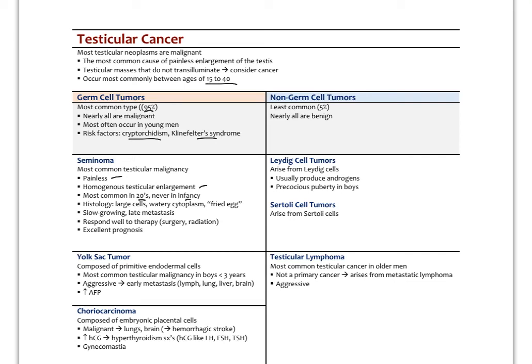And the histology of the testes reveals large cells with a watery cytoplasm. We say they have a fried egg appearance. They're slow growing, late metastasis, and they respond very well to therapy. Usually that's surgery to remove that testis and potential radiation therapy to address any spread to the lymph nodes from that. And the prognosis for seminomas is usually excellent if detected early.